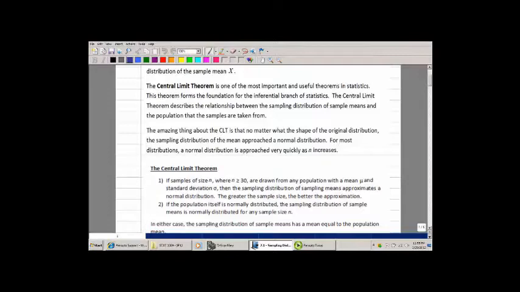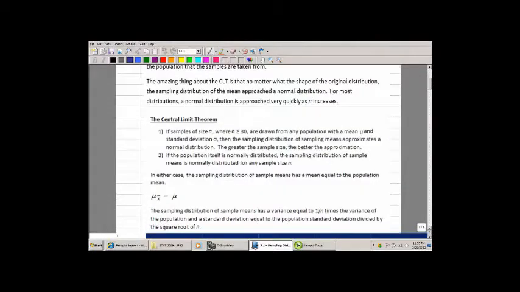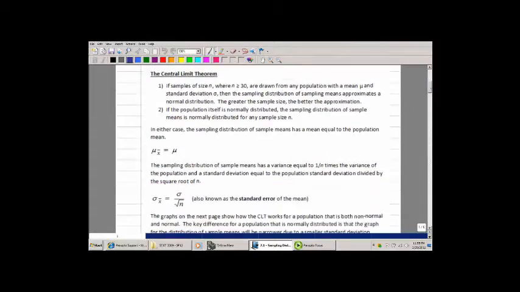Now the second part of the central limit theorem says that if the population itself is already normally distributed, then the sampling distribution will be normally distributed. So it doesn't have any effect there. Now we are interested in X bar as our random variable and how this applies to the normal. Let's look at how we come up with our mean and standard deviation, which will be very critical when we are calculating our normal probabilities.